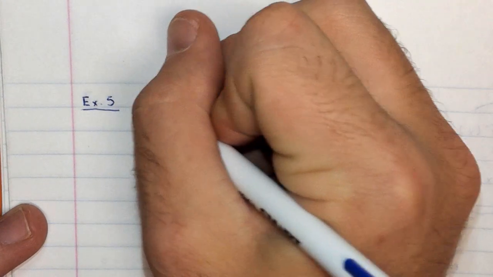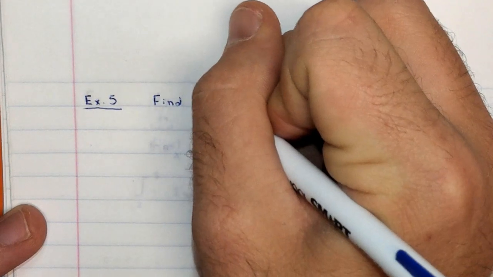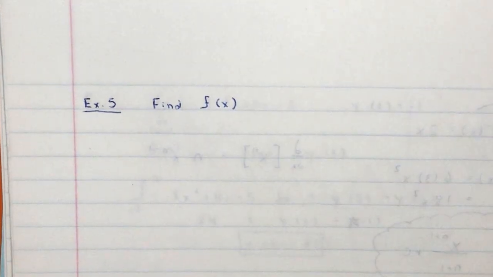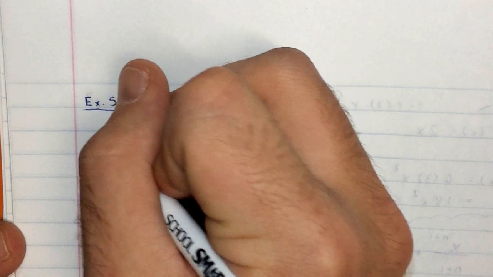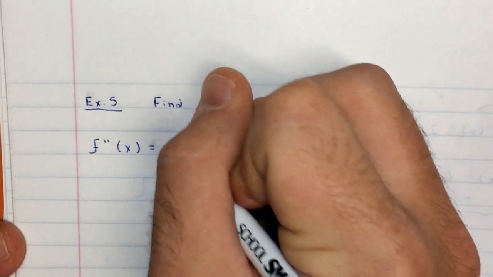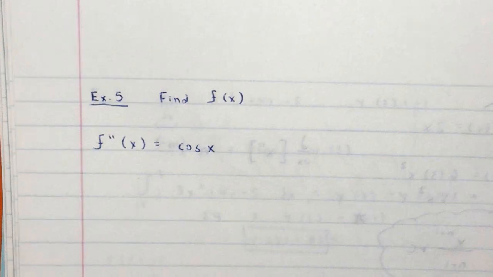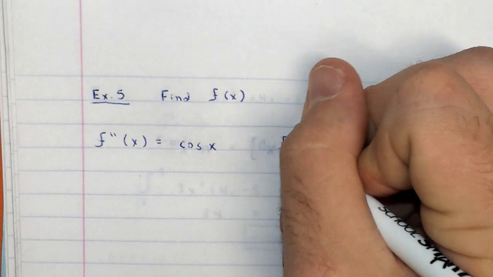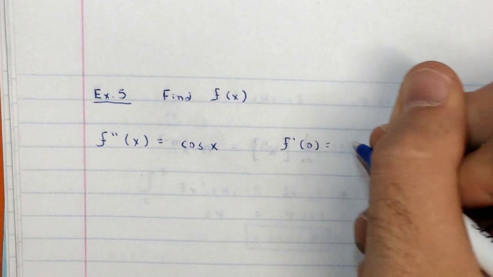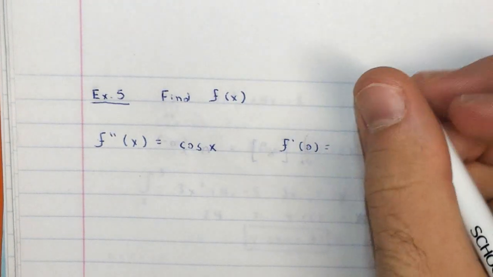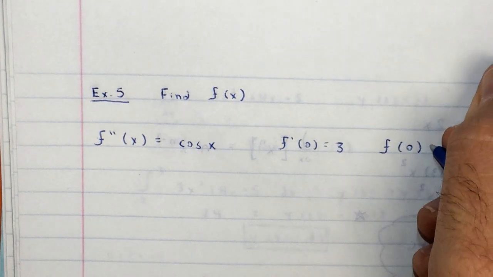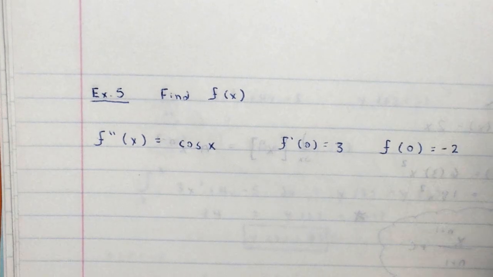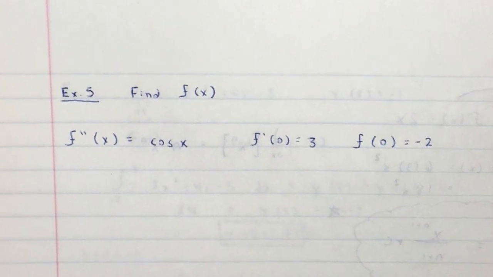All right, I want us to find f of x. And here are the clues that I have been given. The clues that I have are f double prime of x is equal to cosine of x. F prime of 0 is equal to... Make sure you note that that's double prime. I don't remember if I said that or not. And f of 0 is equal to negative 2. Those are the bits and pieces I was given.